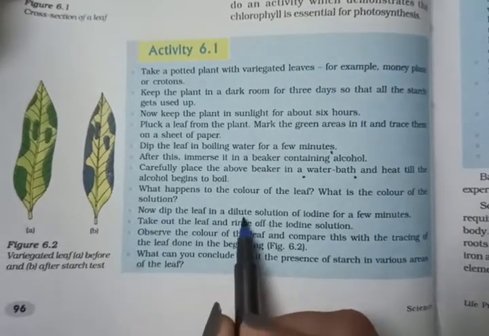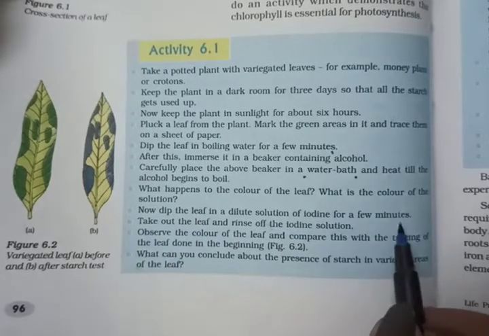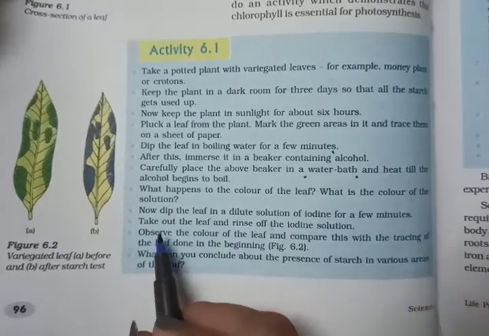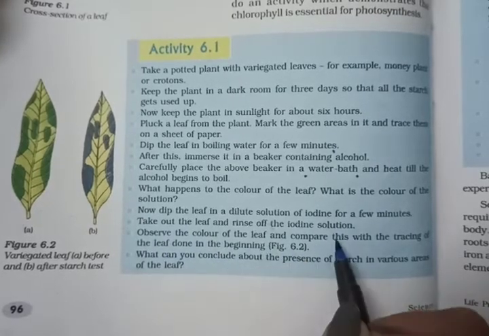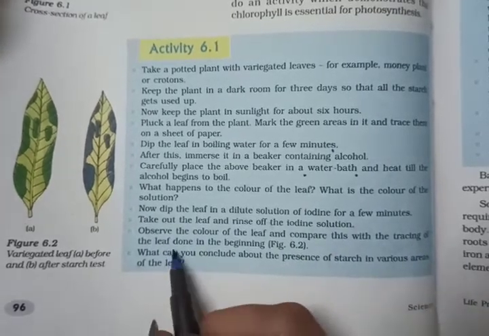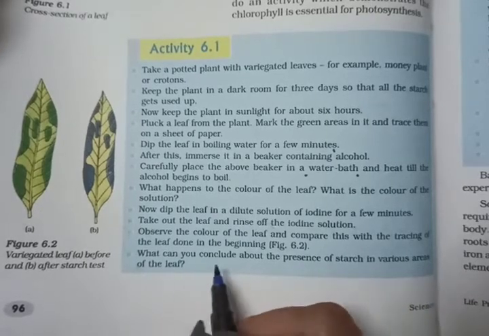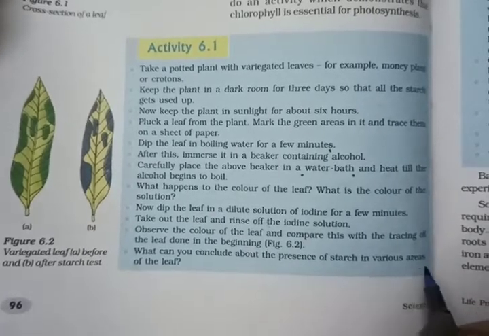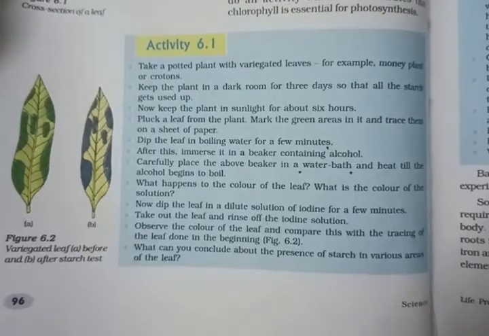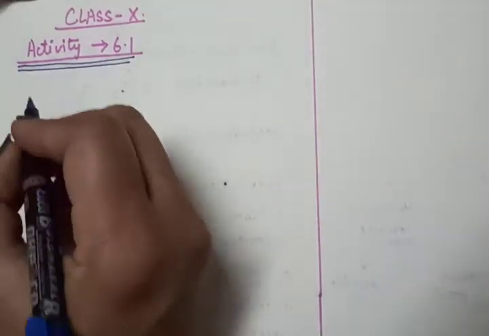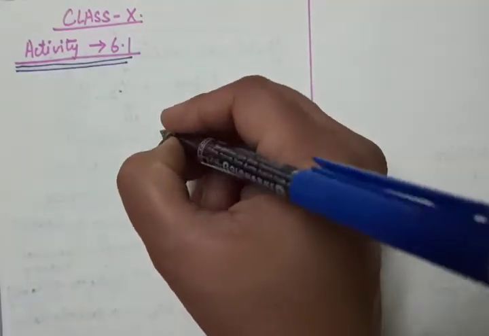Now dip the leaf in a dilute solution of iodine for a few minutes. Take out the leaf and rinse off the iodine solution. Observe the color of the leaf and compare this with the tracing of the leaf done in the beginning. What can you conclude about the presence of starch in various areas of the leaf? So, what are they saying? They are saying, do the tracing of the leaf.